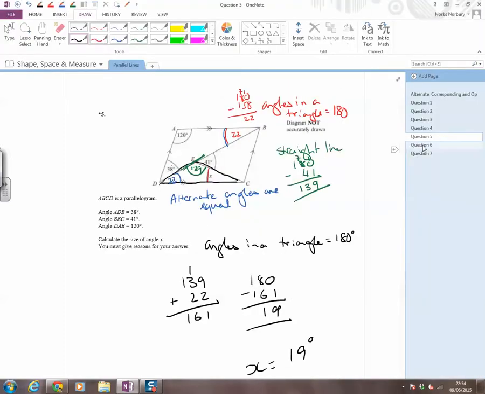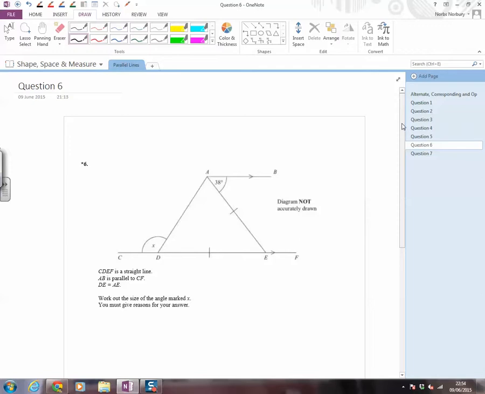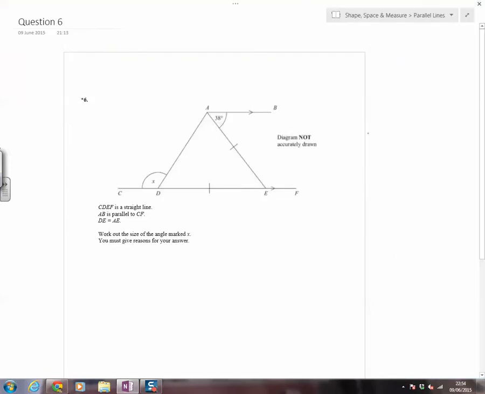Let's carry on. Question 6. See if you think they're getting any harder or any easier. Right, for this one we need to work out the size of angle x. Well, I know that this here has to be 38 degrees, but I've got to give reasons. So this and this are alternate angles.